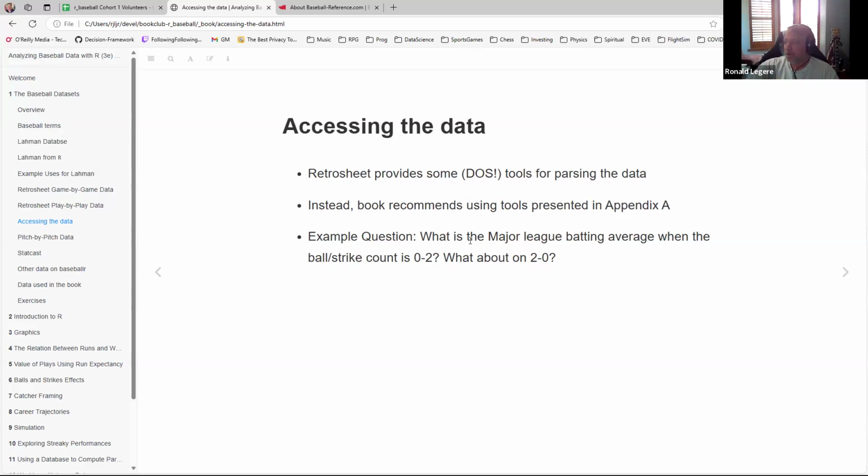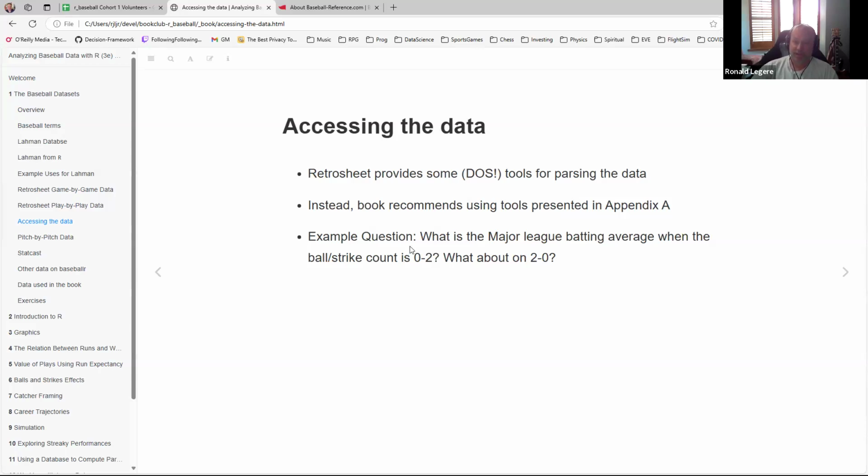So an example question for this would be like, what's the major league batting average conditional on when the ball-strike count is 0-2, or 2-0? That's the kind of detailed information you can get, because now you have all that information. You can do this kind of conditioning on the detailed plays. That's actually in the book.